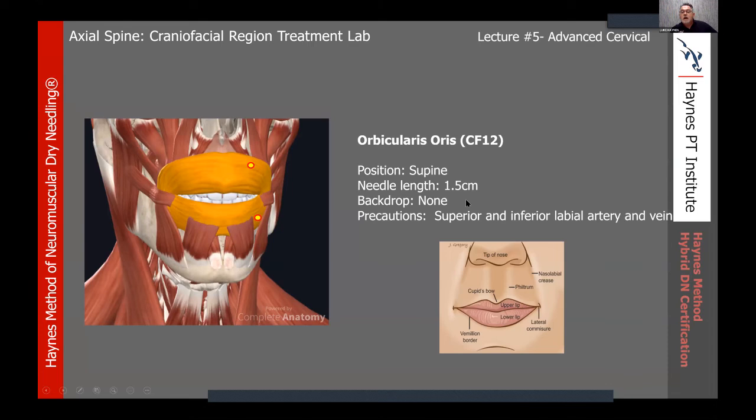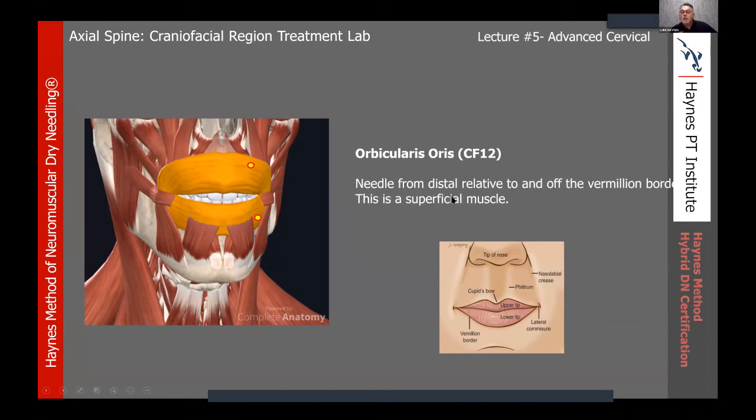Orbicularis oris, we want to find it away from the vermilion border, just a little bit away from it. And this is obviously a very superficial muscle.